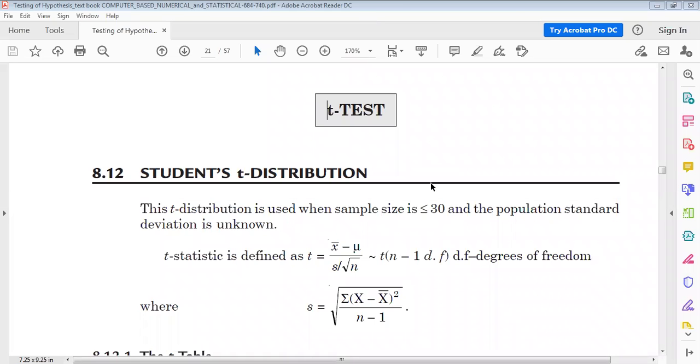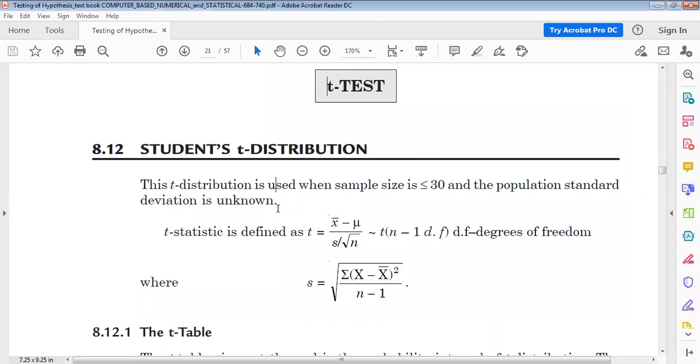So how do we do a t-test? Students, first of all, what is the Student's t distribution and when do we use it? The t distribution is used when the sample size is less than or equal to 30. If the sample size is less than or equal to 30, then we can use the Student's t distribution. This is the important part of the t distribution. For a small sample size we use the Student's t distribution, and the population standard deviation is unknown.